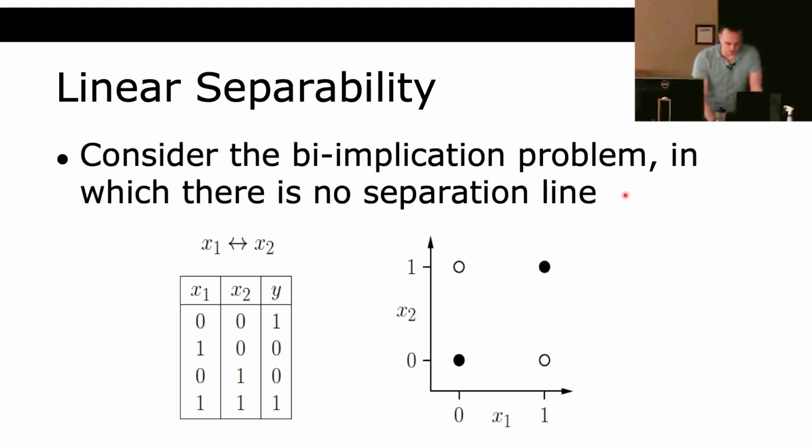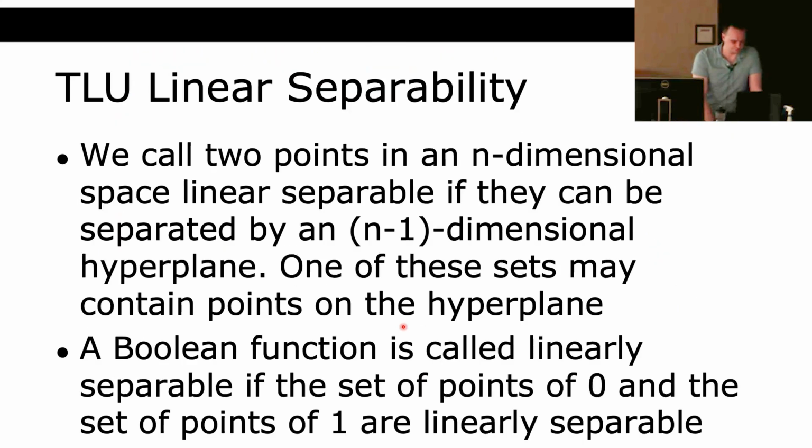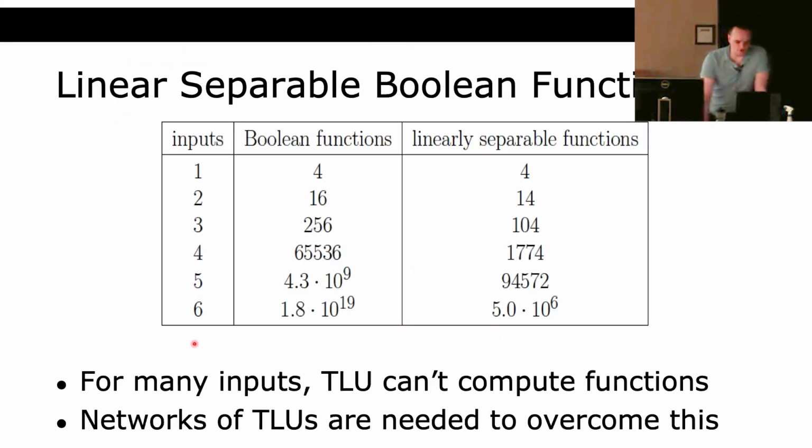So it may be a question on an exam that if I give you a simple function like this, come up with the truth table and the variables to compute a TLU to separate those things, right? It sounds kind of difficult, but it really isn't hard to come up with those numbers. So for many inputs, TLUs can't compute those functions, and networks or combinations of TLUs would be needed to overcome this. That's a little bit of foreshadowing for the future.